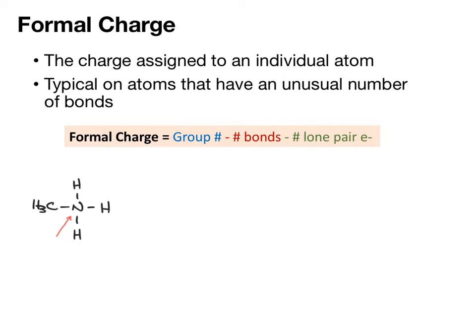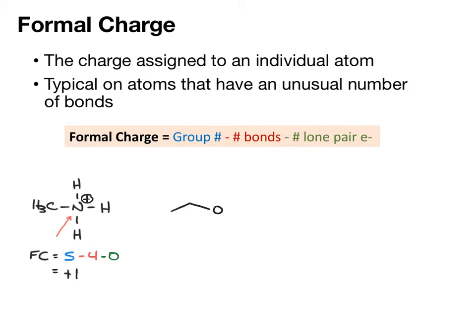So now to calculate the formal charge, we take the group number from the periodic table. Nitrogen is in group 5. We subtract the number of bonds. This nitrogen has 4 bonds to it. And then we subtract the number of lone pair electrons, and in this case there's 0 on nitrogen. So 5 minus 4 minus 0 is positive 1. That nitrogen has a positive 1 formal charge. We'll represent that by putting a plus on the nitrogen. I like to put circles around my charges.